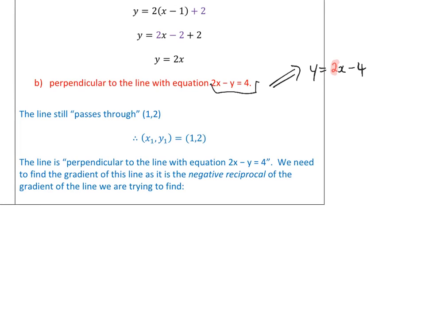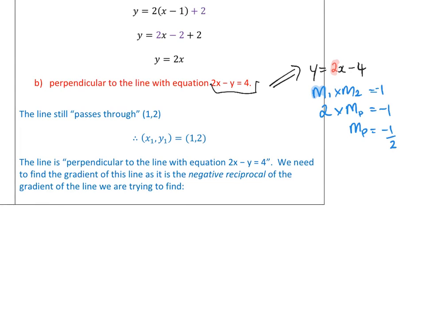So if it's perpendicular, knowing the rule, m1 times m2 equals negative 1. I know that line is 2, so this is going to be my perpendicular gradient, m2, times 2 equals negative 1. If I move that times 2 over the other side, what will it do? Divide. So can you see my gradient of my perpendicular line is negative 1/2? Yeah? You're happy with that?